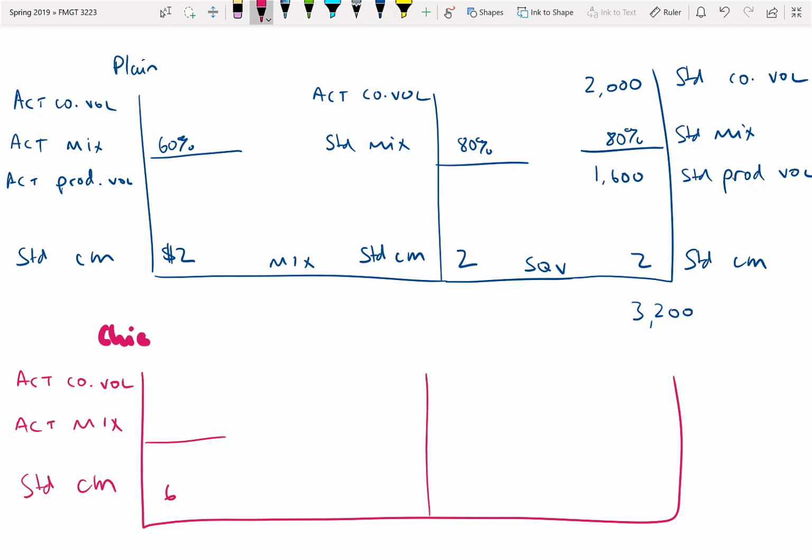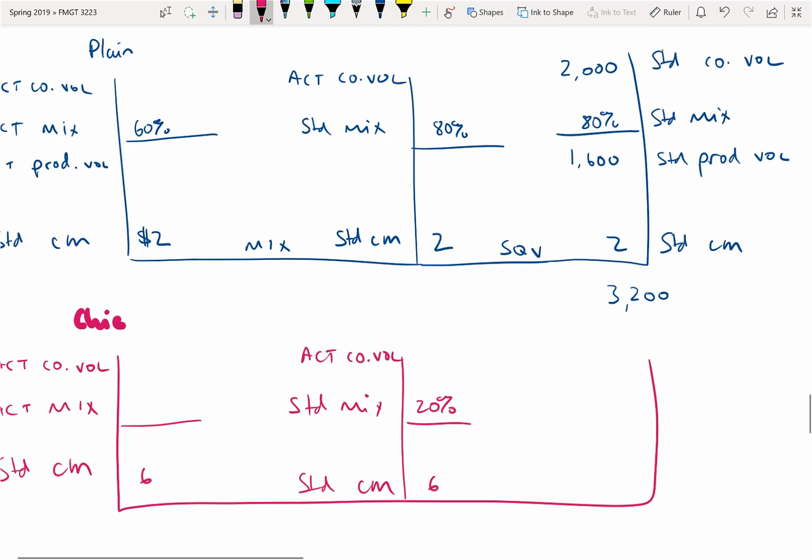Down the middle, again, we need our actual company volume, which we still don't know. On this side, we're going to have our standard mix, which we do know is 20%. Right, so again, that's fairly helpful. And our standard contribution margin down here is $6. Okay, so we're still not done.